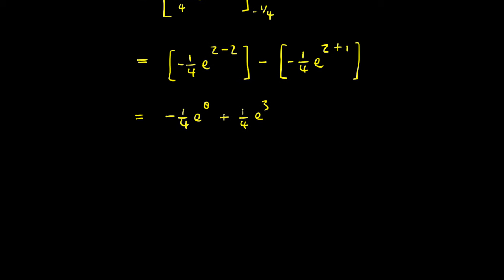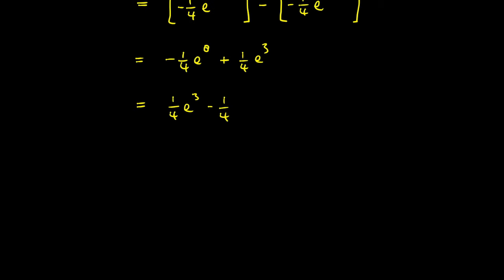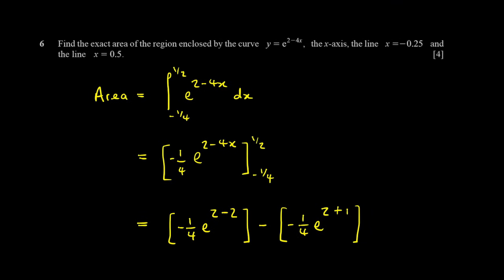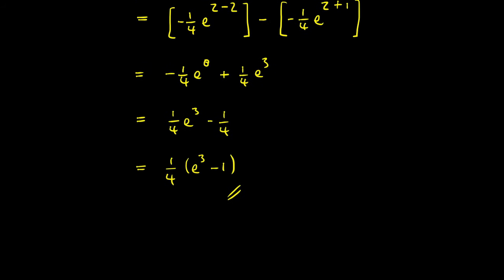Now, e to the power of 0 is just 1. So what we end up with here is a quarter e to the power of 3 minus a quarter. Or if you want to factorize it, you could write it as a quarter (e to the power of 3 minus 1). Okay, now the question asks you to find the exact area. So that, of course, is the exact value, but you could key it into the calculator as well to get an answer to three significant figures. But here, because it says exact, you just need to have it in this form is sufficient.